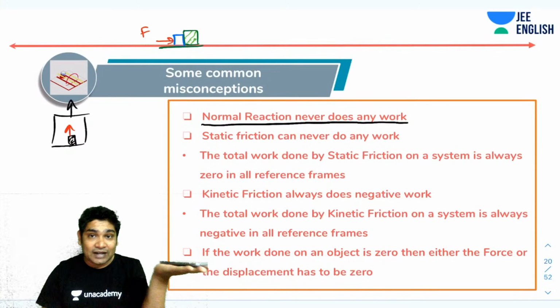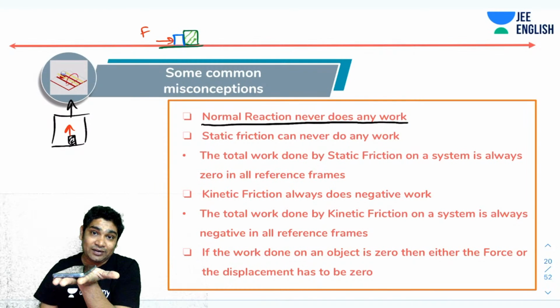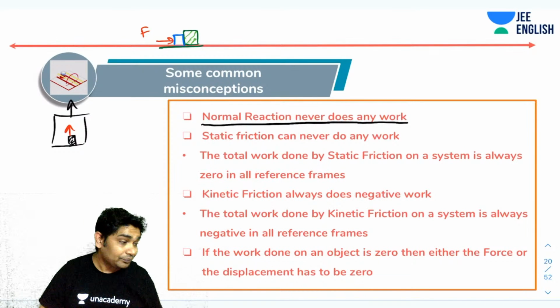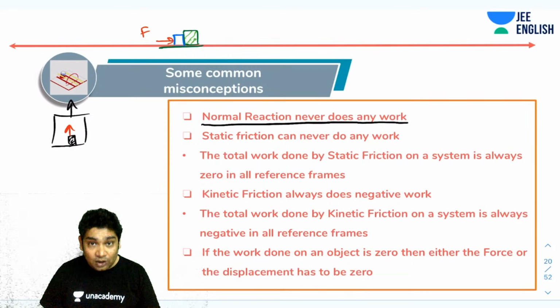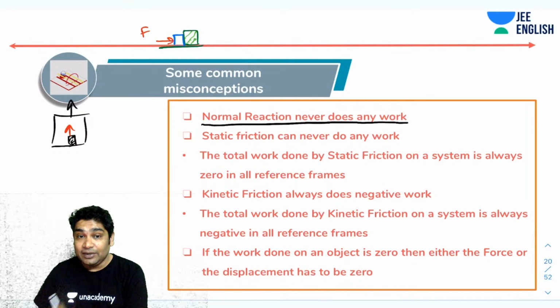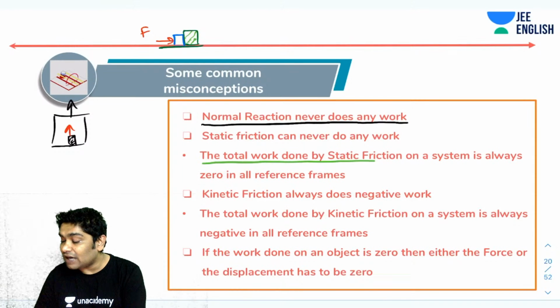Similarly, if I slow down my moving hand, then this guy loses speed. Which is the force that causes it to lose speed? It is the static friction again. So static friction can do positive, negative, and zero, all kinds of work. However, this is a very important point. This will help you in your problem solving. The total work done by static friction on a system is always zero in all reference frames.